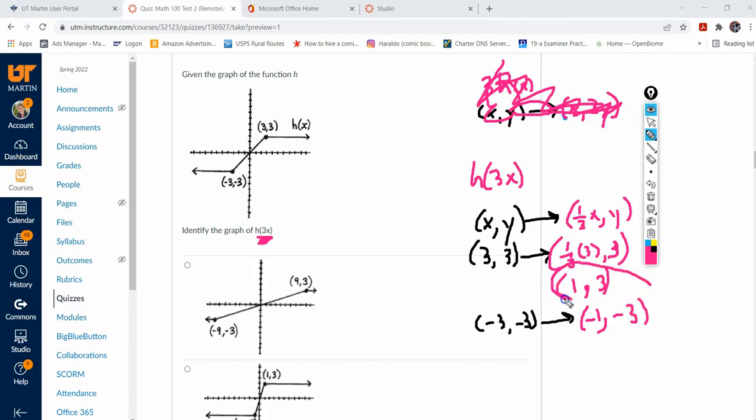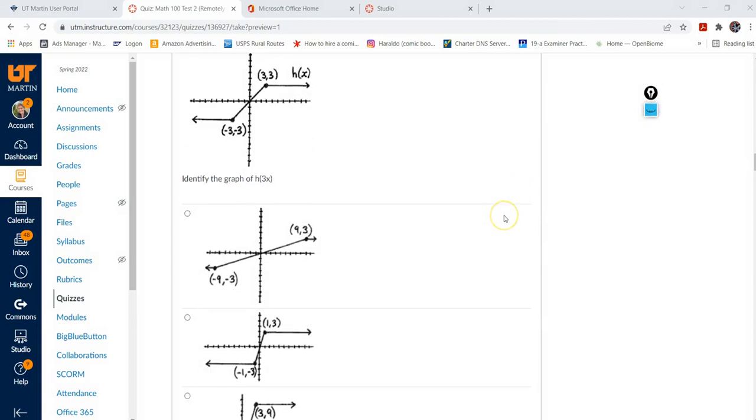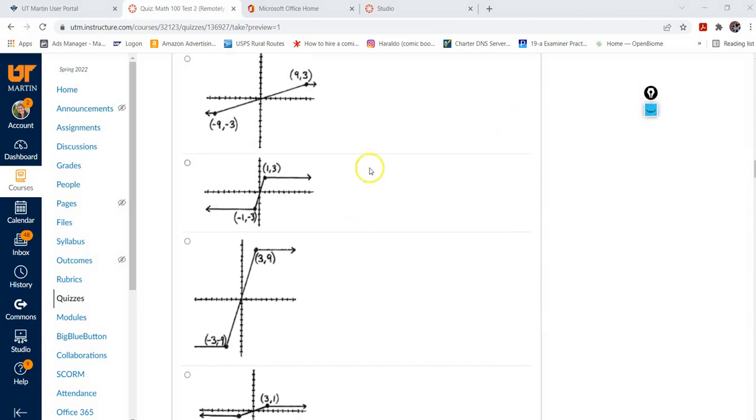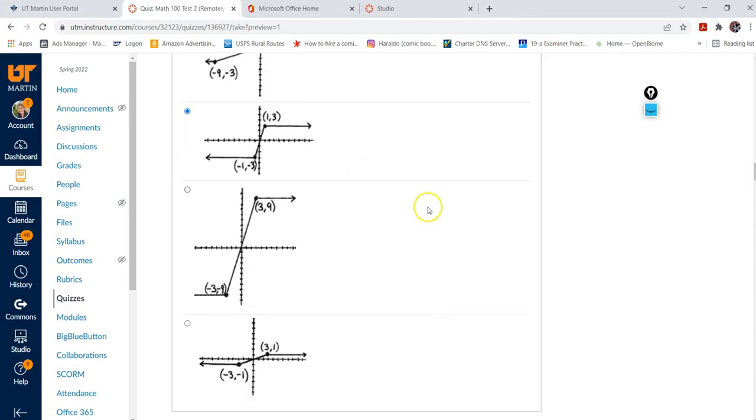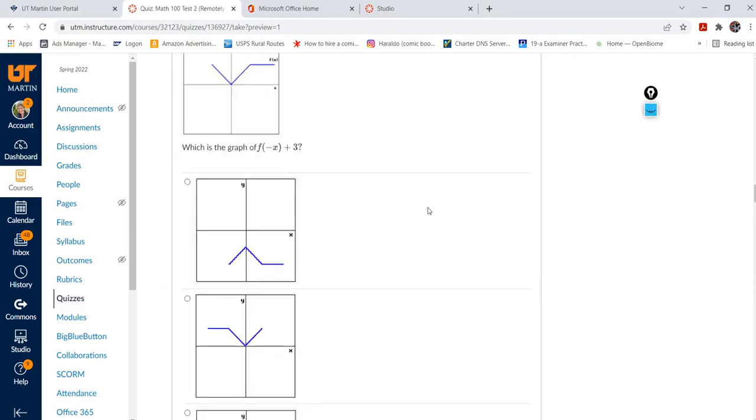So I'm looking for these 2 points to be on my selection. So (1, 3) and (-1, -3). And so we can see that that's what we have here. And so this is going to be the graph that we want. None of the other graphs have those points on them.